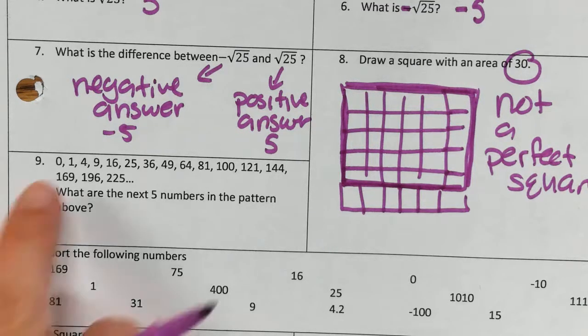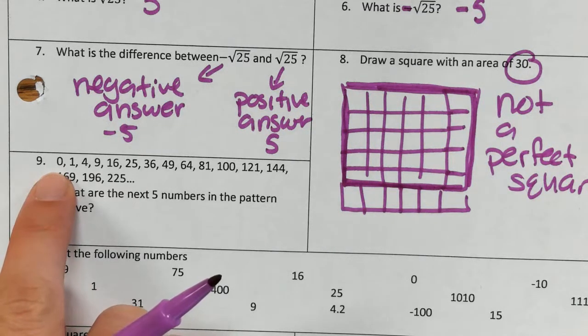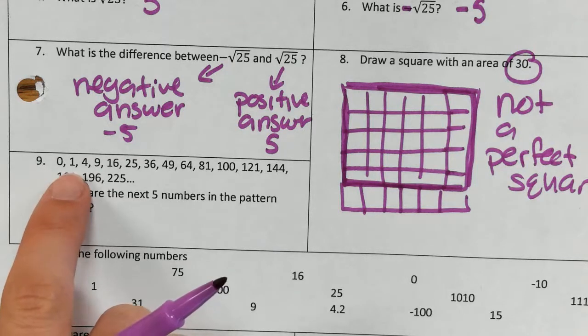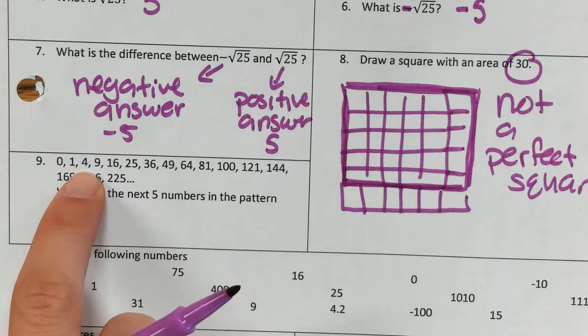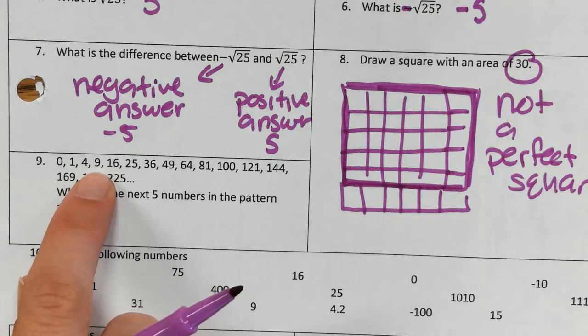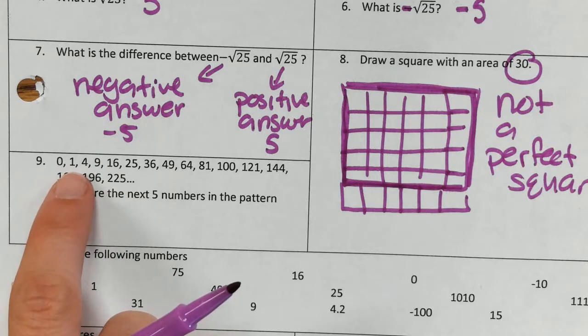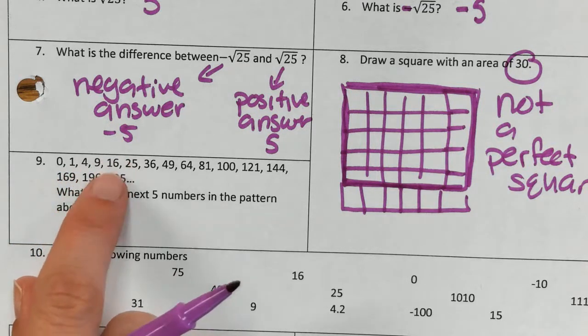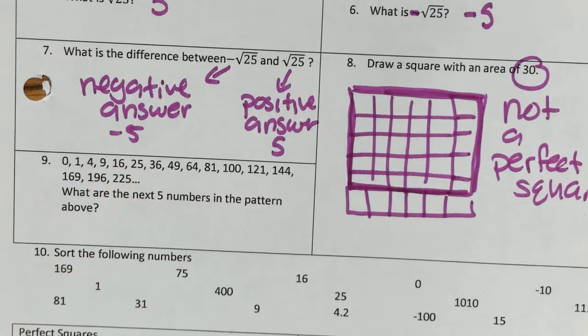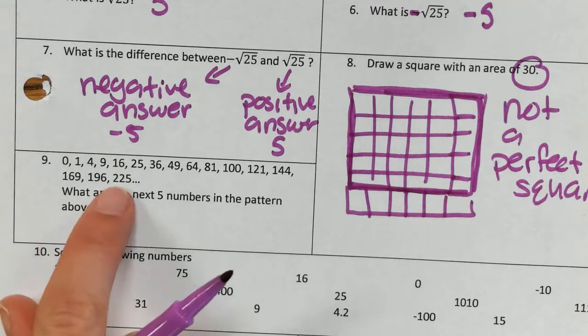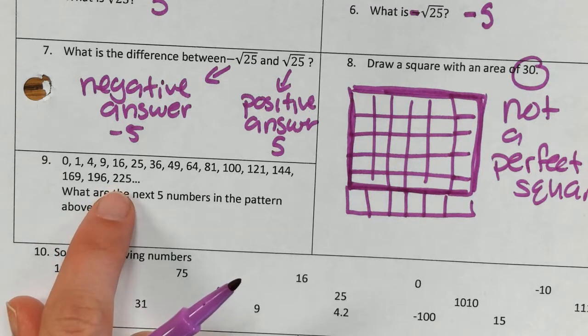They're all perfect squares. 0 is a perfect square because 0 times 0 is 0. 1 is a perfect square because 1 times 1 is 1. 4 is a perfect square because 2 times 2 is 4. 9 is a perfect square because 3 times 3 is 9. So this is 0 squared, 1 squared, 2 squared, 3 squared, 4 squared, 5 squared, 6 squared. These are all of your perfect squares up to 15 squared.